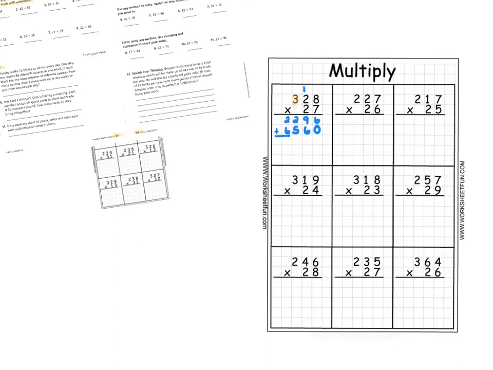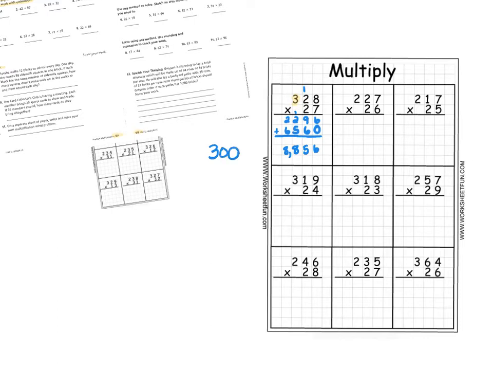And then I'm going to add. And see how organized my work is. 6. 9 plus 6 is 15. Carry my 1. Boom. 5 plus 2 is 7 plus 1 is 8. 6 plus 2 is 8. And my answer is 8,856.